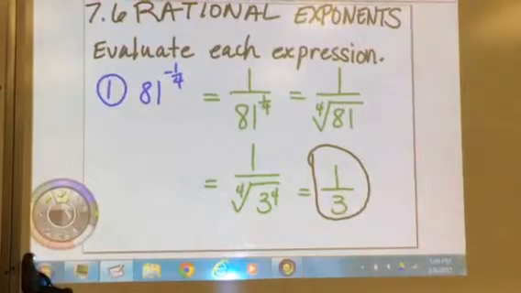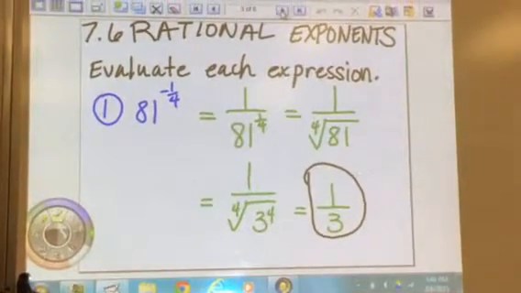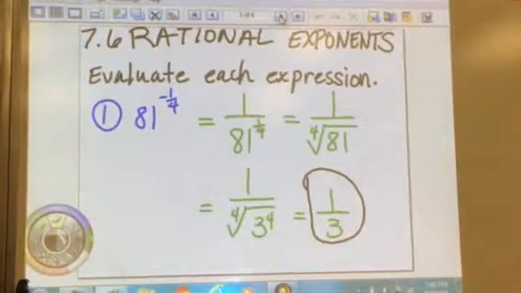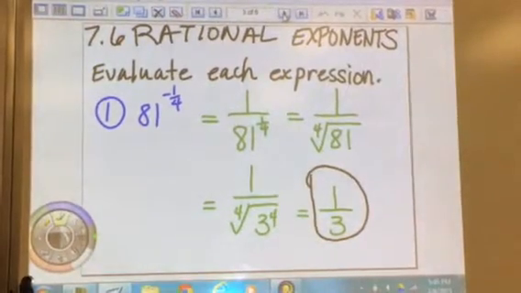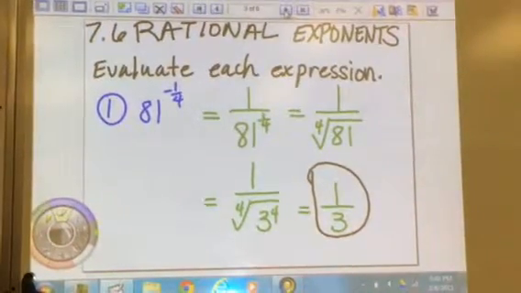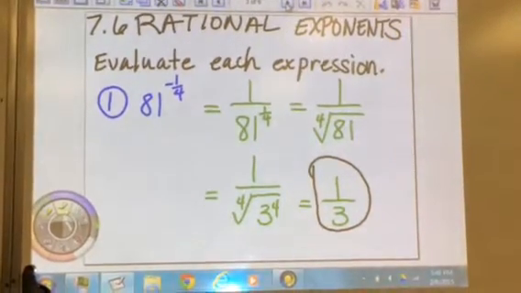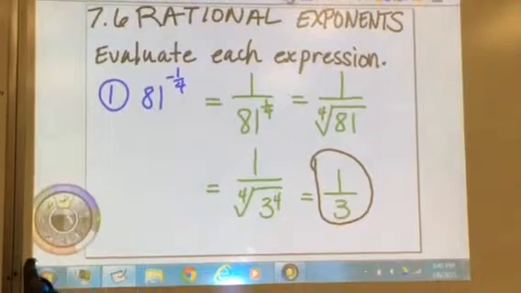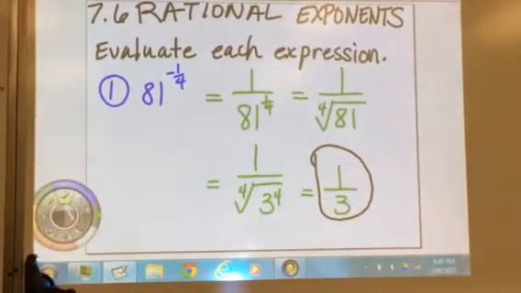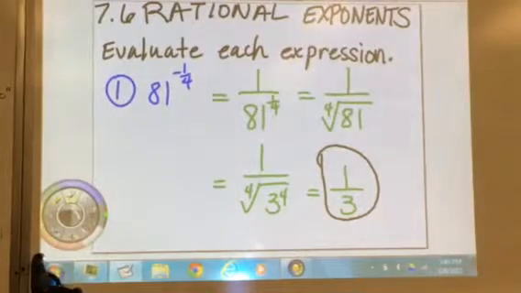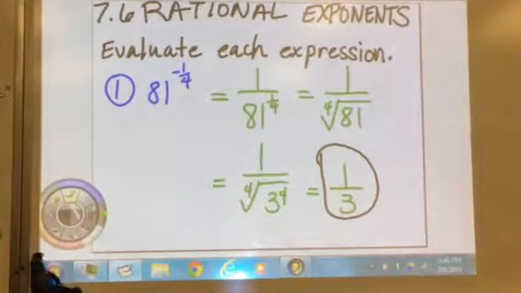If you're going to evaluate a rational exponent expression, 81 to the -1/4, always your negative exponents go, take your whole base to the bottom of a fraction, so that becomes 1/81 to the 1/4 power. Write that rational exponent as a 4th root. So you have the 4th root of 81, and then you can evaluate that.